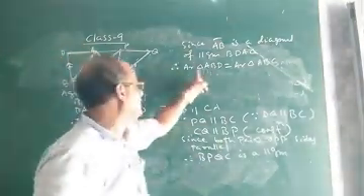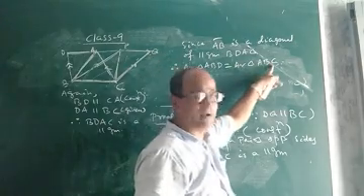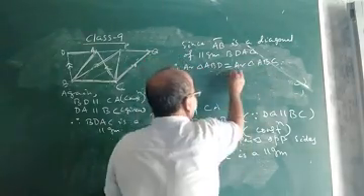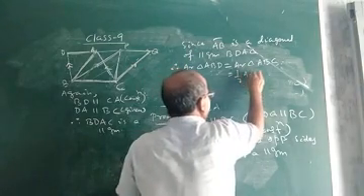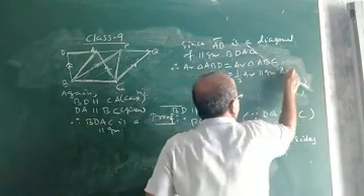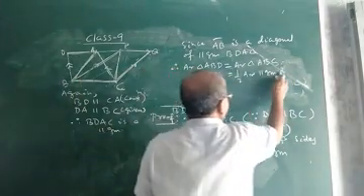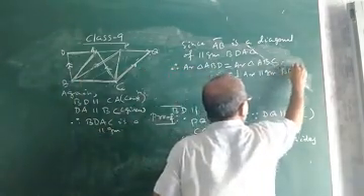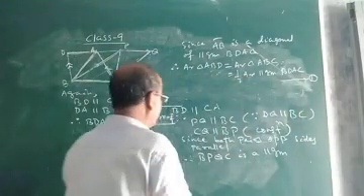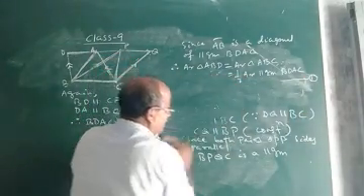That I have written: area of triangle ABD equal to area of triangle ABC. Now if they are equal, then each will be half of what? Half into the area of parallelogram BDAC. Suppose this is equation 1.